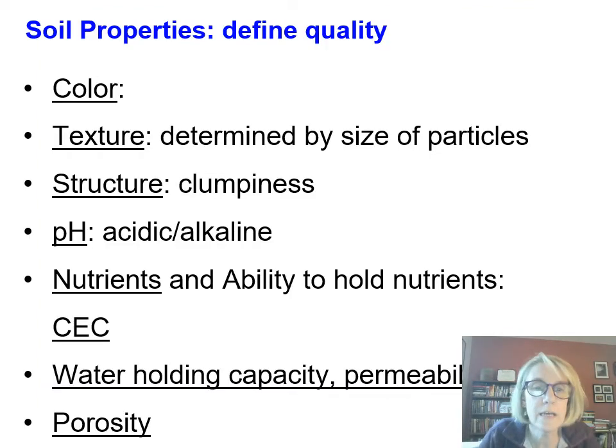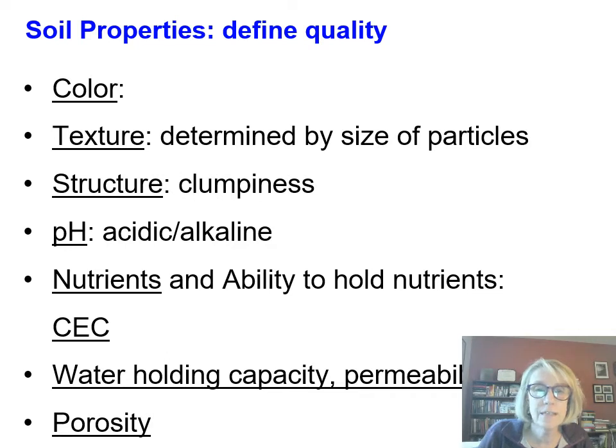Here is a list of the soil properties we're going to talk about. We take into account all of these when talking about the quality of the soil or what type of soil we have. So color, that's pretty straightforward, and I'll show you a slide of that in a minute. Texture, so what does it feel like? Is it gritty? Is it smooth? A lot of this is determined by the size of the particles. Structure, is it clumpy? Is it evenly distributed? What does it look like?